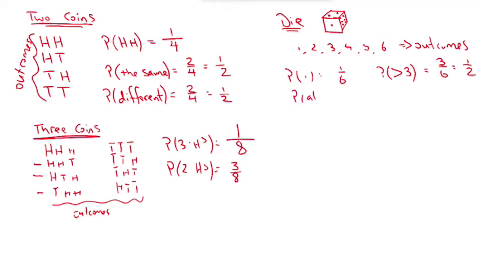Probability of rolling at most 3. What does that mean? At most 3 means 3 or less. If I wanted it to be 3 or more, I would have said at least 3. Oh, okay. So it's 3 or less, so that would be 3, 2, and 1, which is 3 out of 6. Better known as a half.